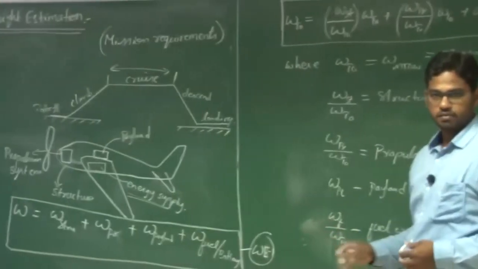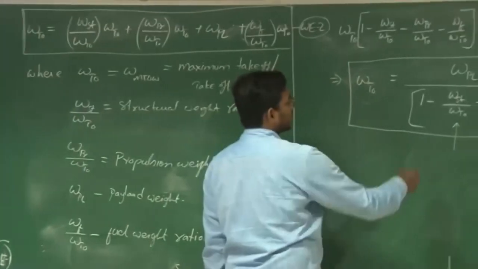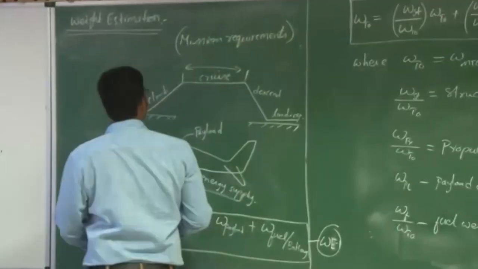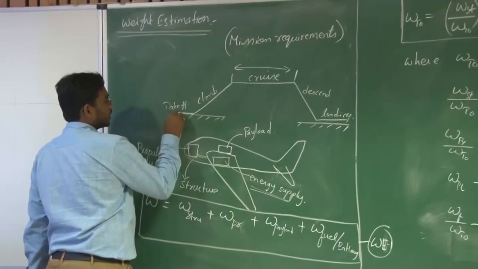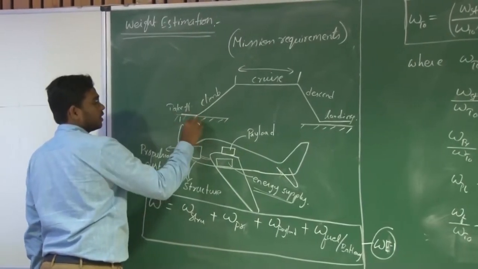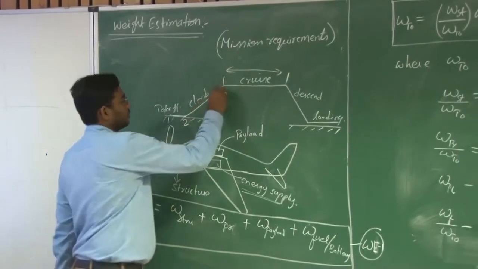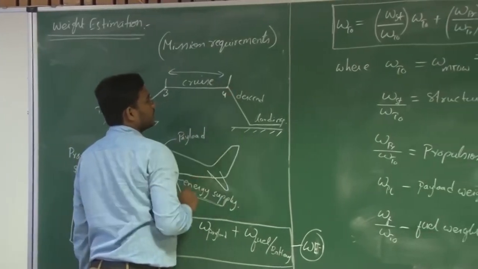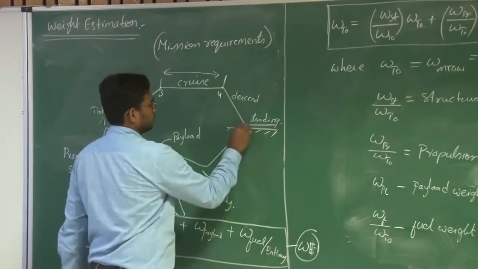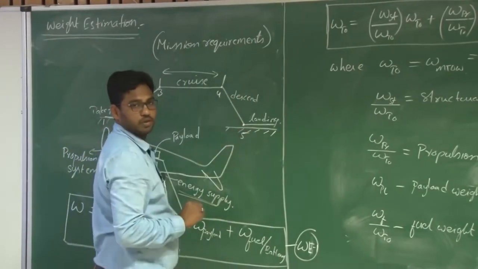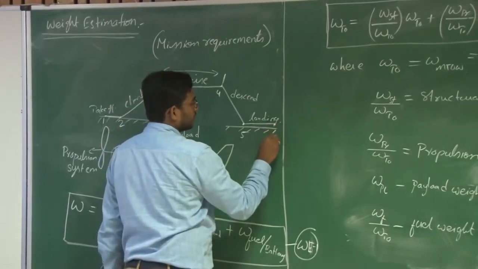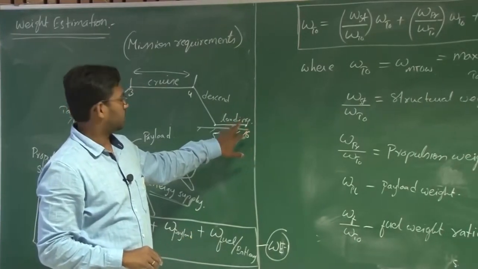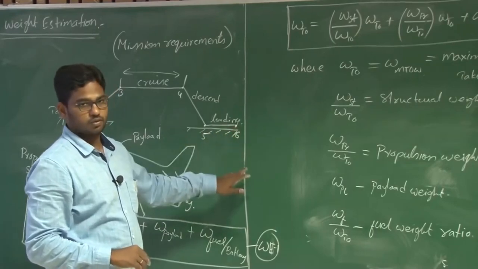Let us do this step by step, right? First, we need to understand what these weight ratios are. So let us segment this mission profile. The starting of takeoff, consider this as 1, and the starting of climb, consider this as 2, and the starting point of cruise, consider as 3, and the end of cruise is 4, and say 5 is the starting of landing, and finally 6, once you have landed, is the end of the mission.